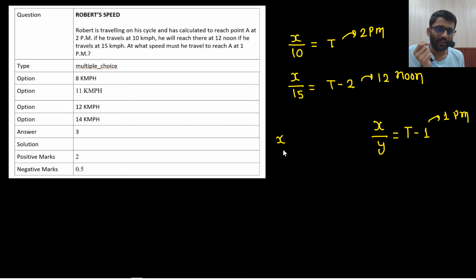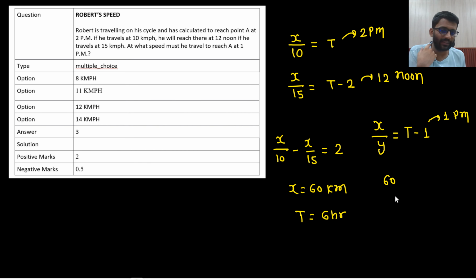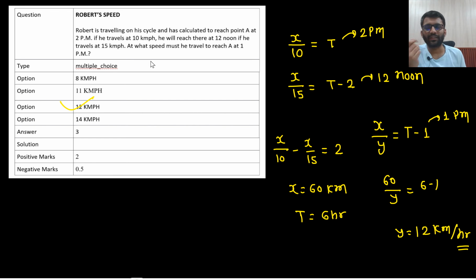So what would that be? x by 10 minus x by 15 would be equal to 2. So x would be equal to 60. So the distance was 60 kilometers. If the distance was 60 kilometers, then you can put the time here. So 60 by 10, the time was 6 hours. So here I can put 60 by y equals 6 minus 1. So y would be 12 kilometers per hour. That's it. So he needs to travel at 12 kilometers per hour to reach at 1 p.m. Very easy, very simple problem. Just write down the equation, you will get to know every single thing.